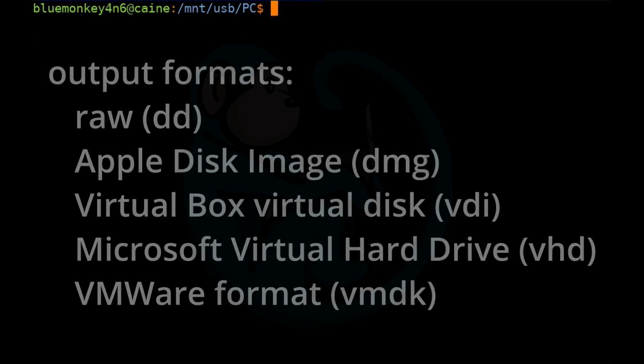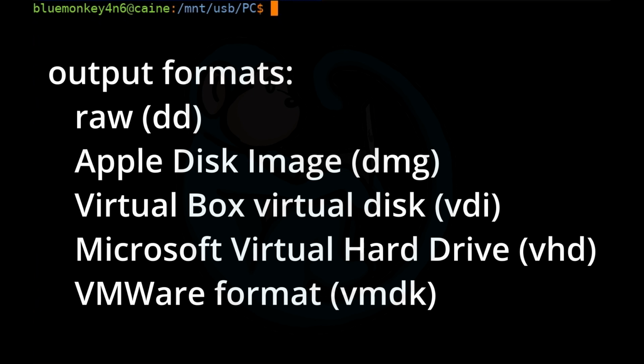And for output, xmount can produce a DD file, a DMG file, which is the Apple disk image, a VDI file, which is the VirtualBox format, a VHD file, which is the Microsoft virtual hard disk image format, or a VMDK, which is the VMware format.